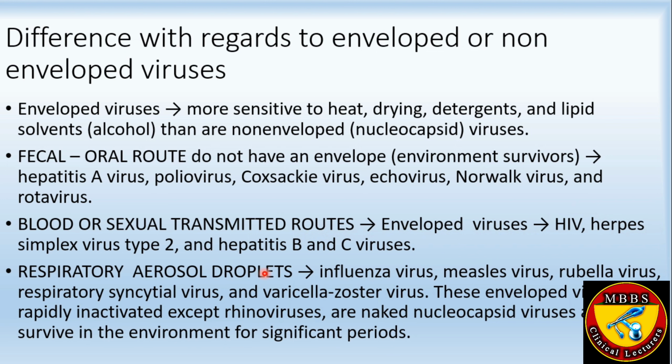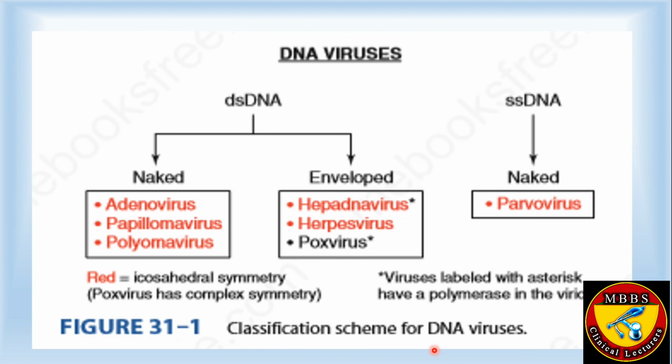Now, the respiratory aerosol droplet viruses like influenza virus, measles virus, rubella, respiratory syncytial virus, and varicella zoster virus are enveloped viruses and they are rapidly inactivated. Except for the rhinoviruses, they are naked nucleocapsid viruses and can survive in the environment for a significant period.